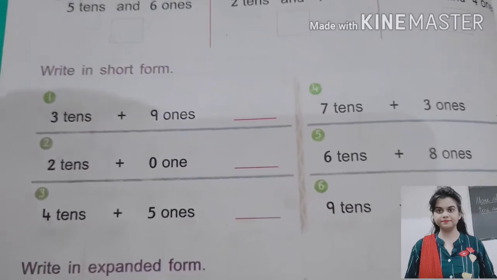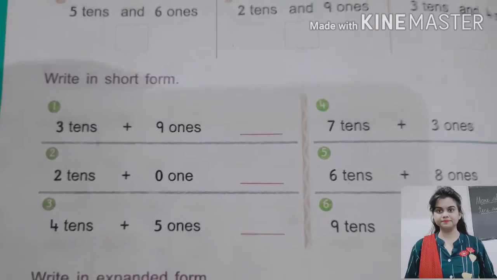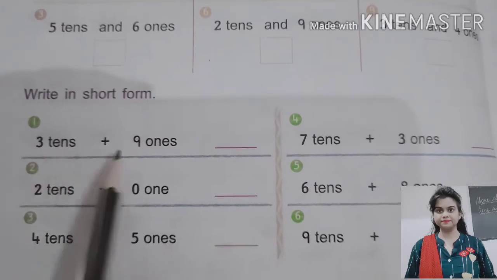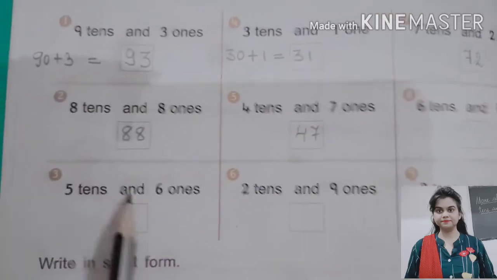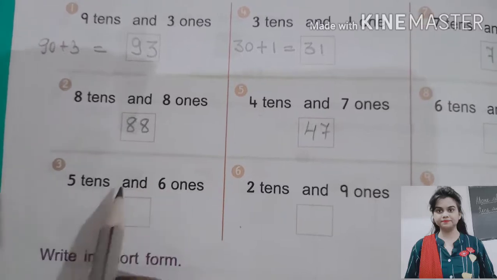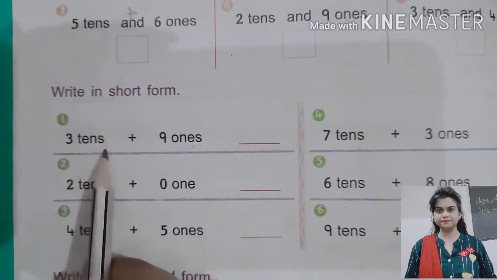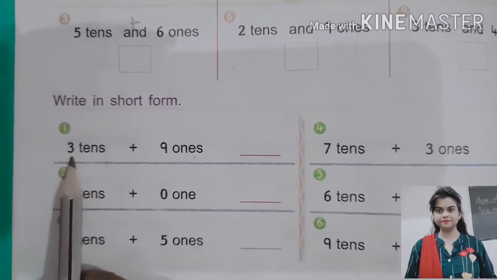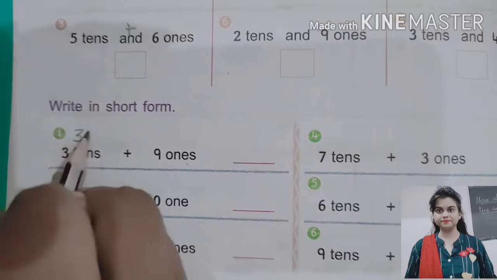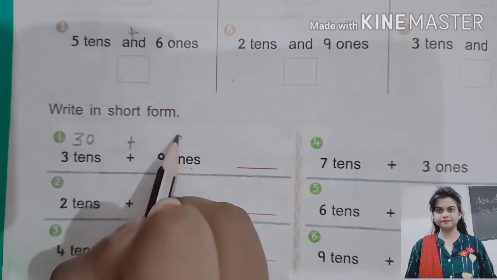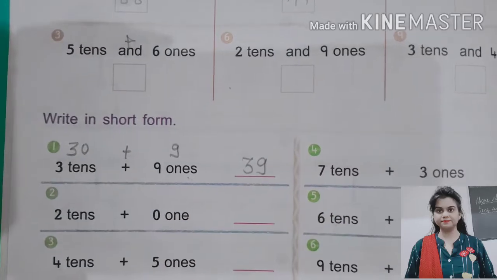Next one is to write in short form. How will you write in short form? Question number 1. 3 tens and 9 ones. Same question, only the word 'and' is not there. Directly a plus sign is written instead of 'and'. So 3 tens and 9 ones, that means 30 plus 9. 3 tens means 30 plus 9 ones means 9. So the answer will be 39.